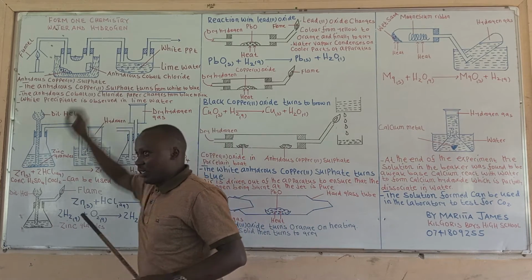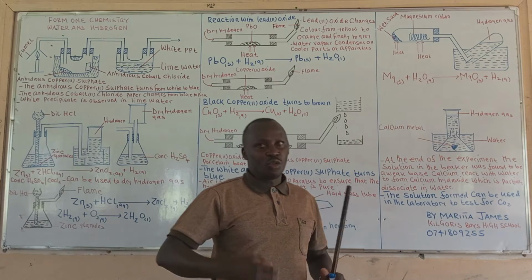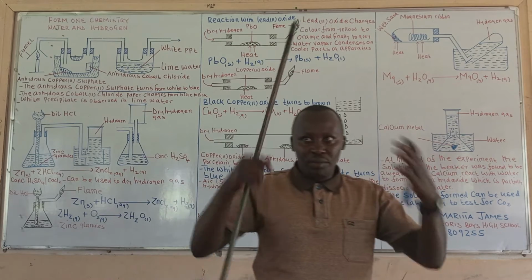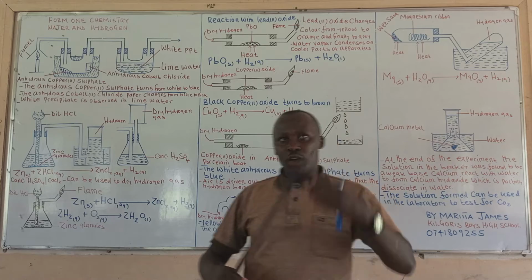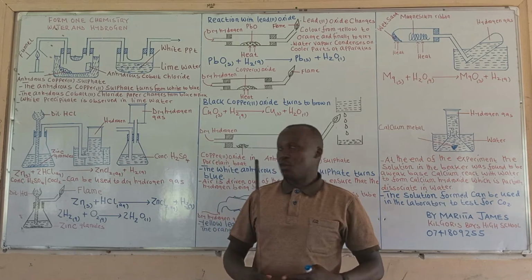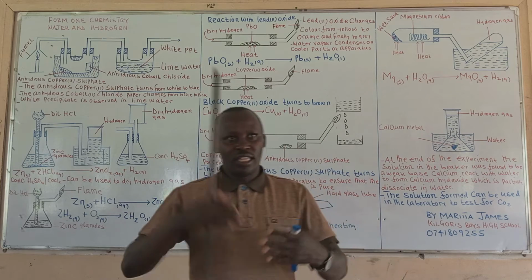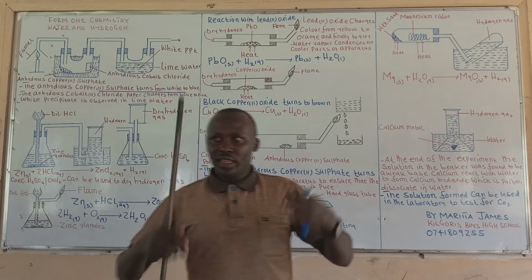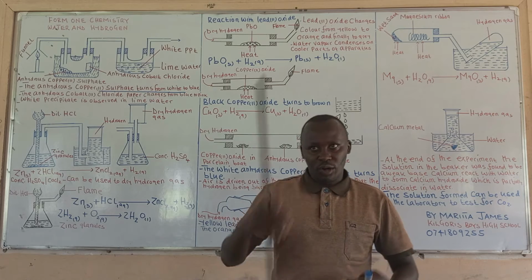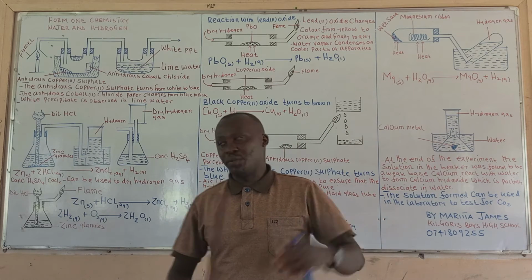Sometimes you will be required to explain the chemical test for water. You just say the anhydrous copper II sulphate turns from white to blue, and then the blue cobalt chloride paper normally changes to pink.